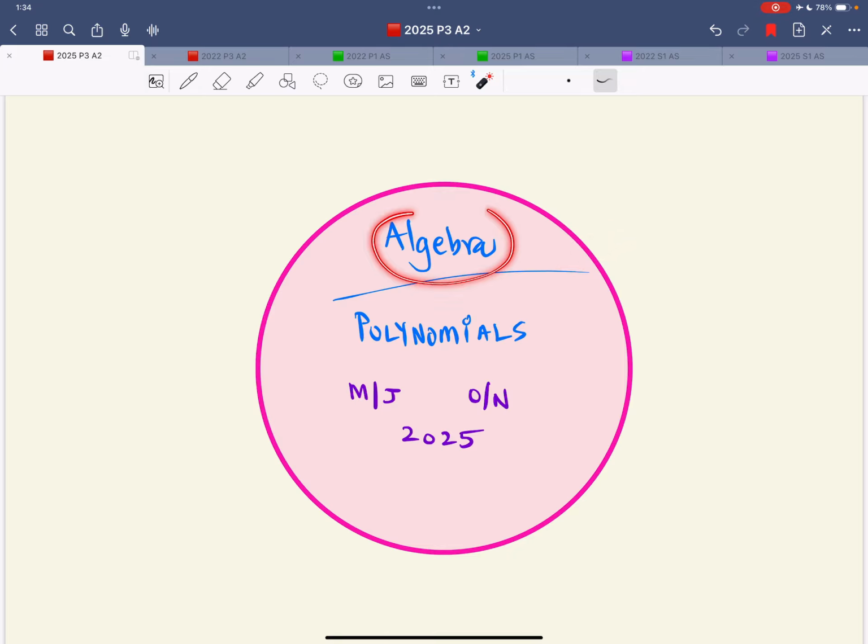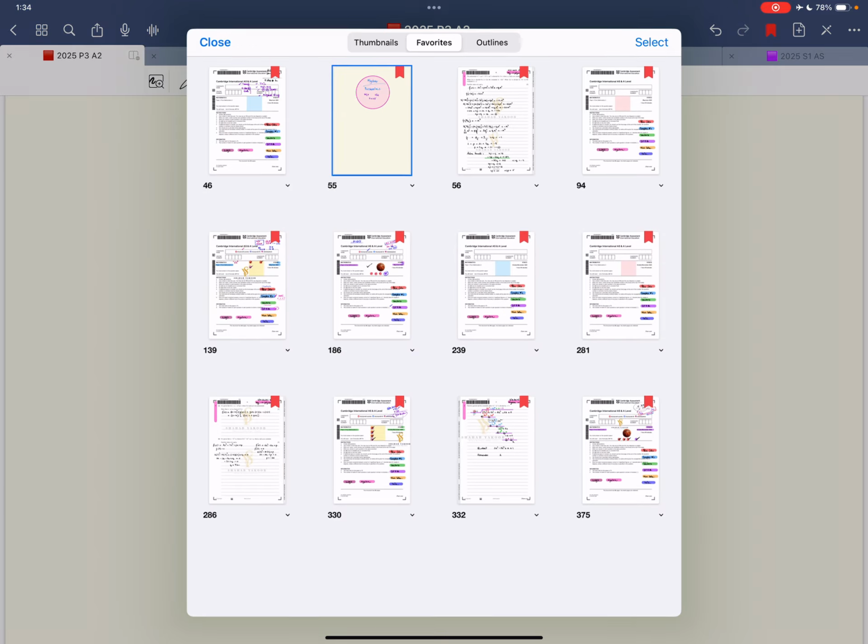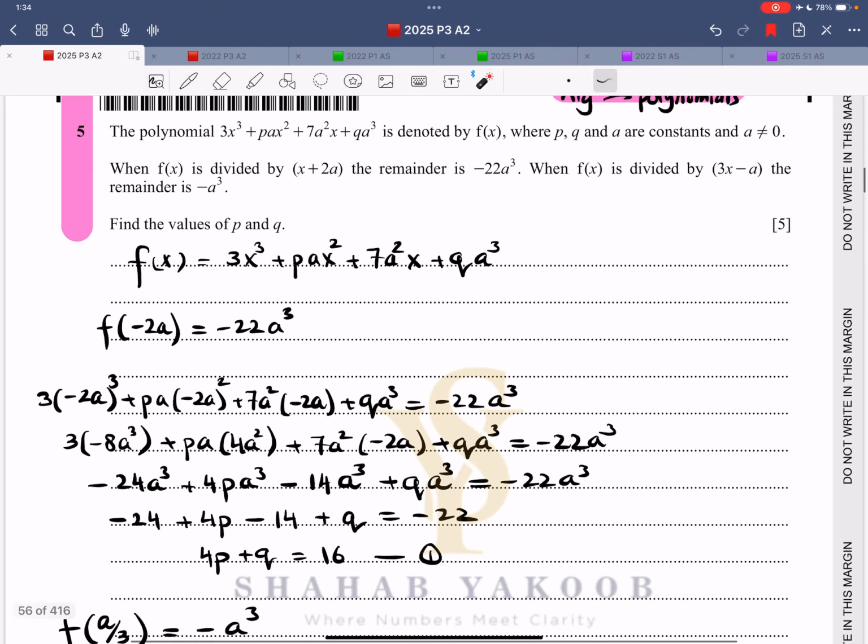So now let's look at some questions on algebra. In particular, it's about polynomials. I'll be picking a few questions from May, June and October, November 2025. So let's get started. That is the first question.